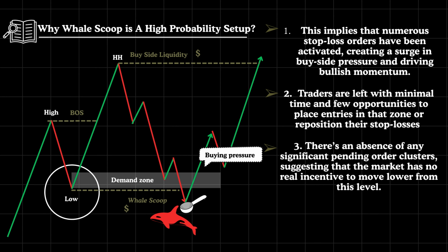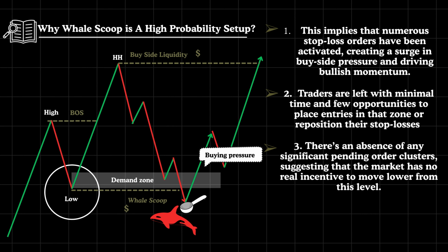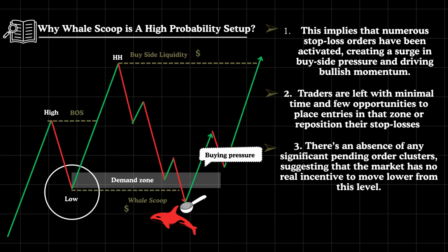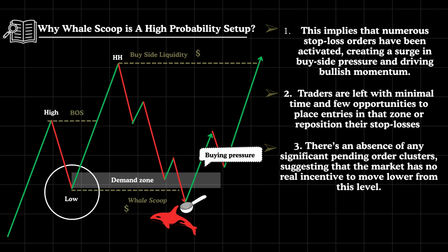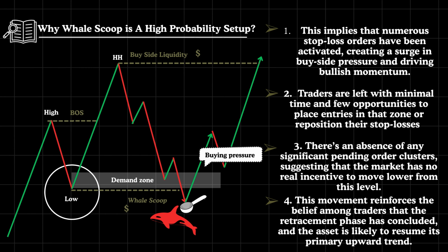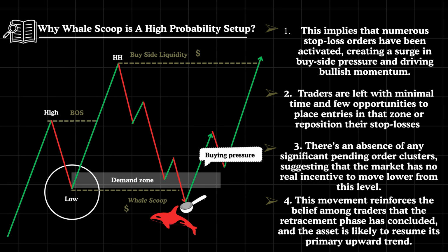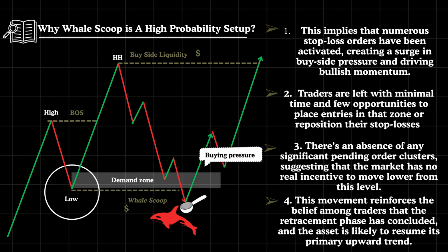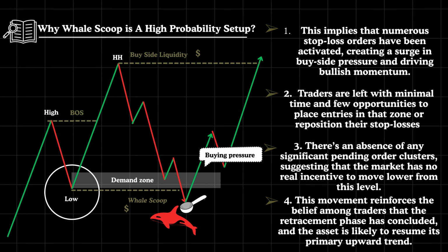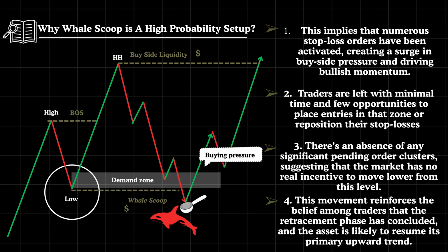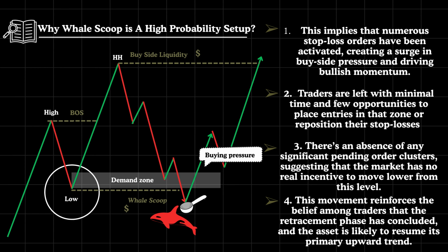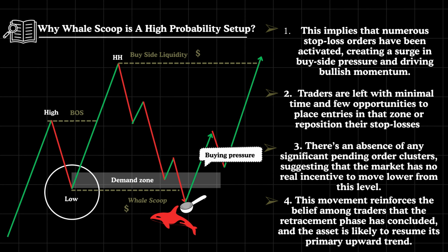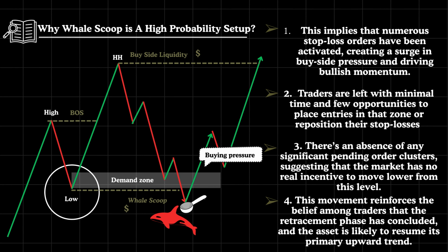There's an absence of any significant pending order clusters, suggesting that the market has no real incentive to move lower from this level. Moreover, with price action beginning to push higher with notable momentum, it indicates a clear bullish sentiment. This movement reinforces the belief among traders that the retracement phase has concluded, and the asset is likely to resume its primary upward trend. This conviction draws more participants into the market, initiating long positions to capitalize on the anticipated continuation. The result is a rapid build-up of buying volume over a short span. These dynamics form the foundation of why the whale scoop model is considered a solid and statistically favorable strategy, especially when executed with precision.